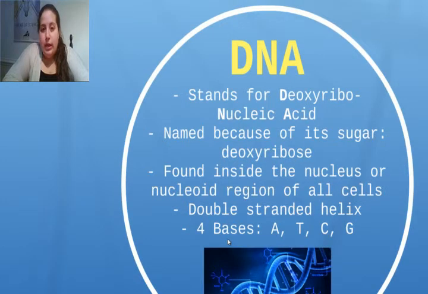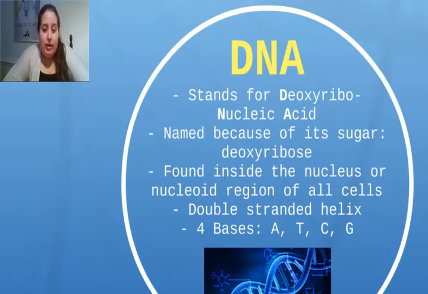So our first nucleic acid is DNA, and DNA stands for deoxyribonucleic acid. It's named because of its sugar, deoxyribose. DNA is found inside the nucleus or the nucleoid region of all living cells. Now, if you remember, eukaryotes have a nucleus, whereas prokaryotes don't. So the DNA in prokaryotes has to stay in a nucleoid region, a dense area where all the DNA is packed up.